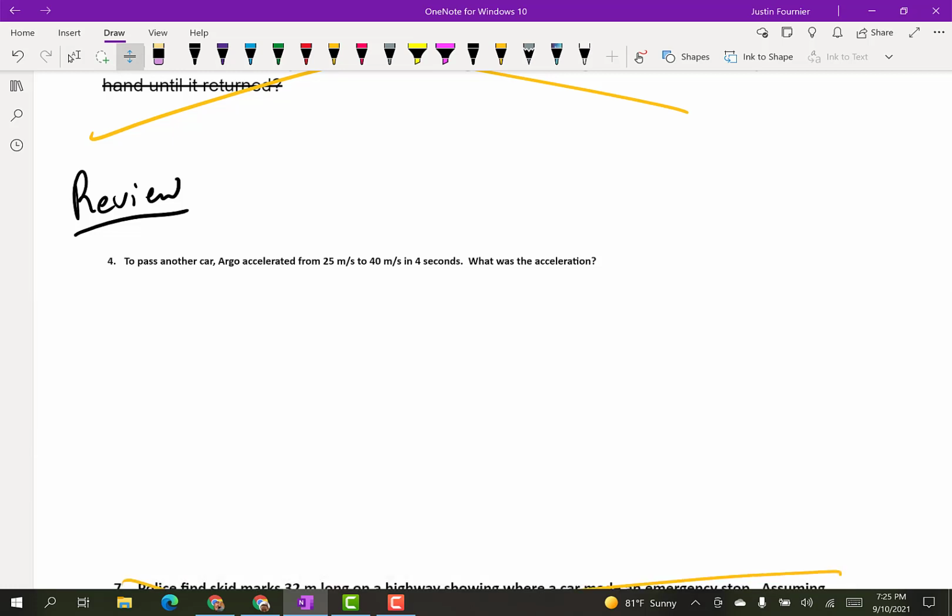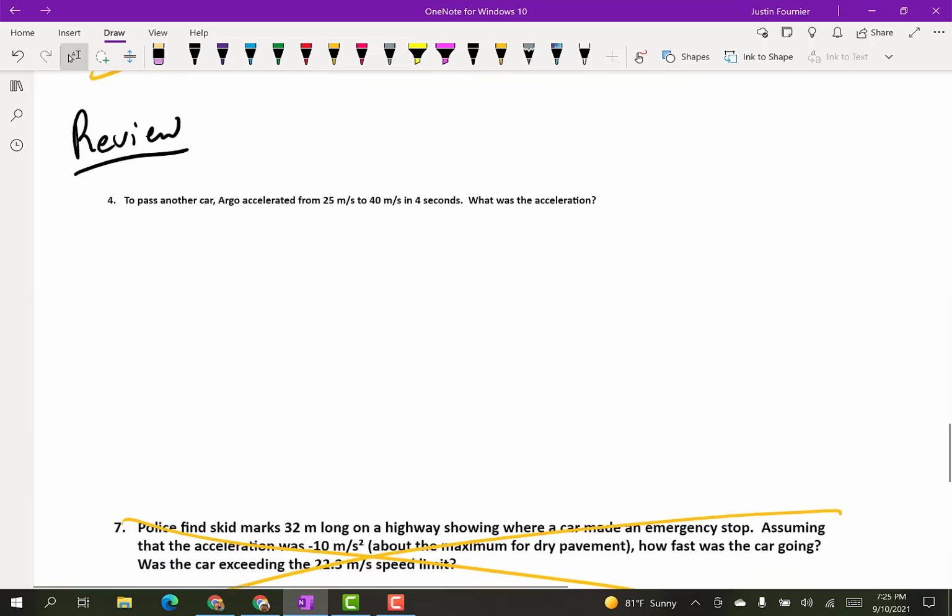So next up it says, to pass another car, Argo accelerated from 25 meters per second to 40 meters per second in 4 seconds. What's the acceleration? So again, what I've got here is a car that's going from here to here. Starts at rest, so I can say the initial velocity is 0. Then it's got some final velocity. So that must mean the acceleration points in the positive direction. And there's also going to be a positive displacement as well.